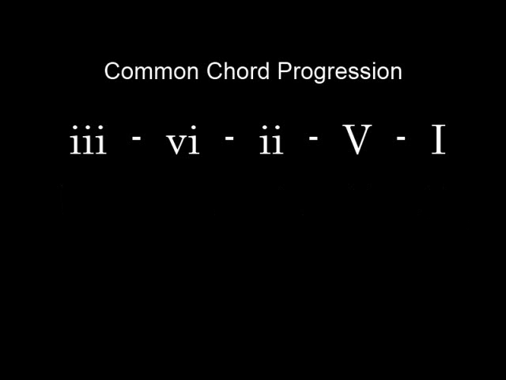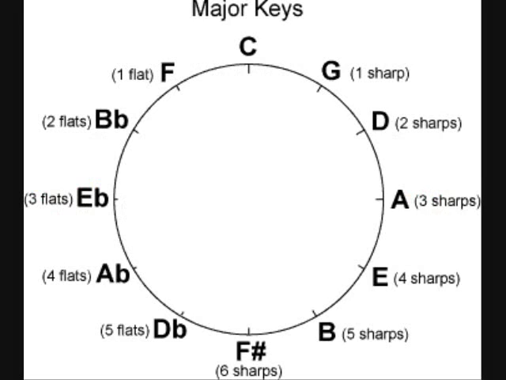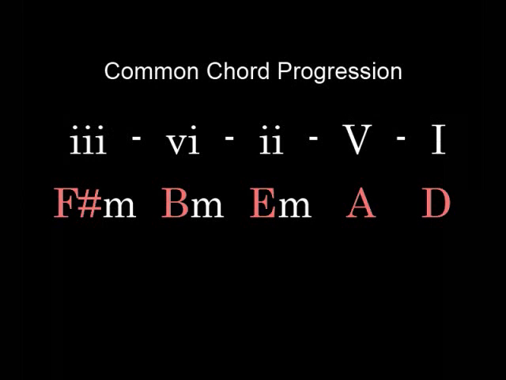Let's look at this in another key. In the key of D, these chords would be F sharp minor, B minor, E minor, A major, and D major. And again, looking at the graphic, you can see that going from F sharp, we go from F sharp to B, to E, to A, to D. So you can see how the circle of fifths is used to create chord progressions.